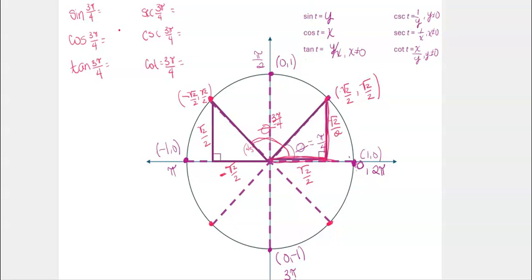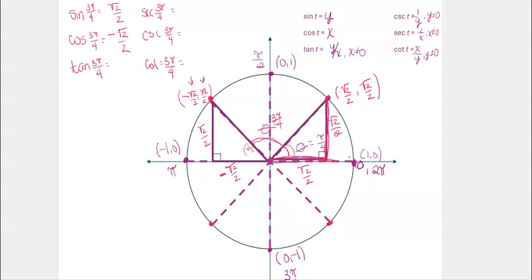Since the sine of t, or the sine of 3 pi over 4, is the y value, then we know that the sine of 3 pi over 4 is the square root of 2 over 2. And because the sine is the y value, the cosine is the x value. In this case, it's negative square root of 2 over 2.